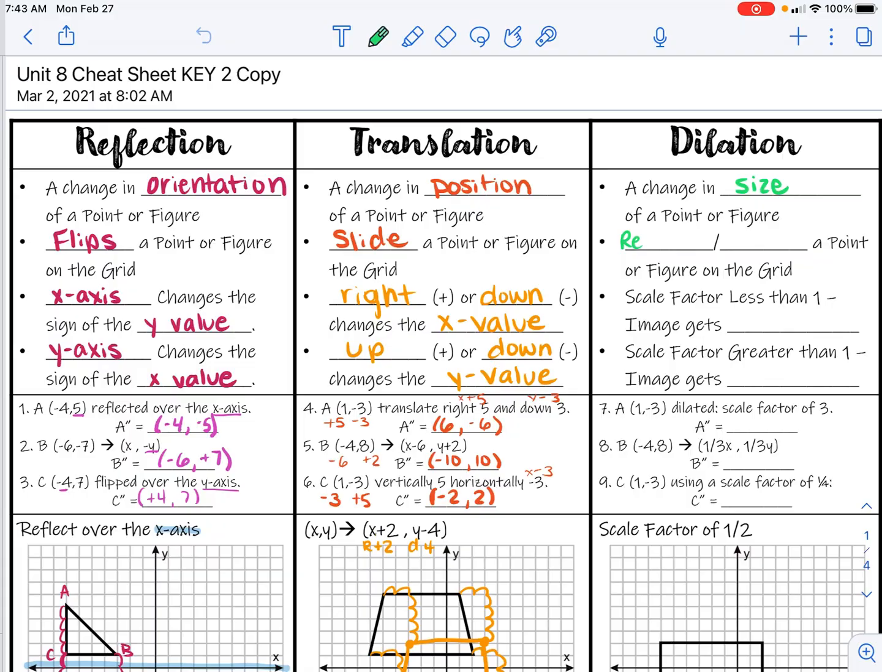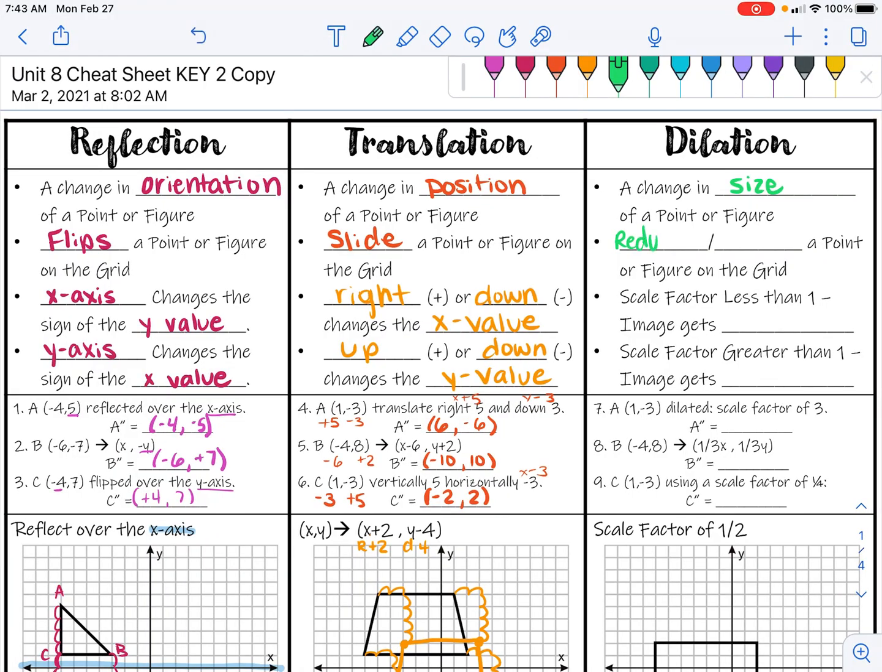Let's go back. A reduction/enlargement of a point or a figure. If the scale factor is less than 1, it's a fraction, it's going to get smaller. If the scale factor is greater than 1, it gets bigger. Again, that just makes sense. If it's 2 times the size, it's going to be multiplied by 2. It's going to be twice the size.